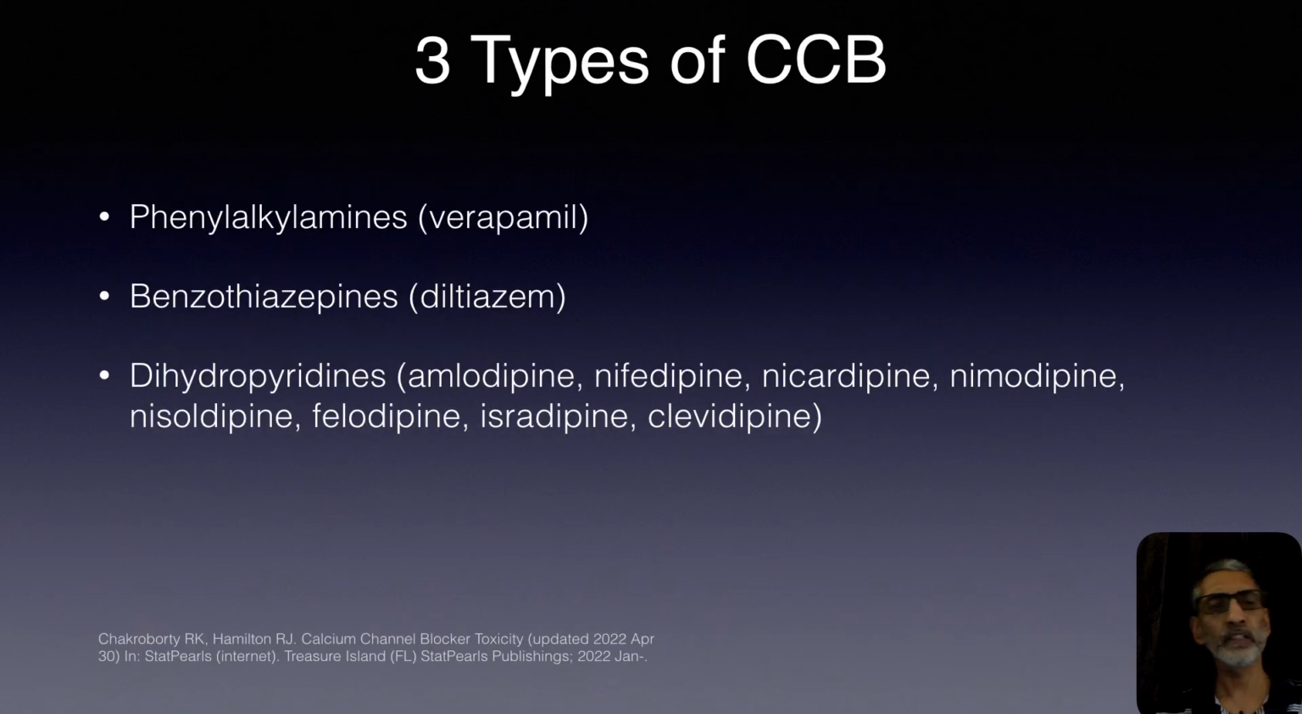Now, chemically, they are classified into three different categories: phenylalkylamine, for example, verapamil; benzothiazepines, for example, diltiazem; or the dihydropyridines. A lot of calcium channel blockers fall under this category, like amlodipine, nifedipine, nicardipine, nimodipine, nisoldipine, felodipine, isradipine, and clevidipine.